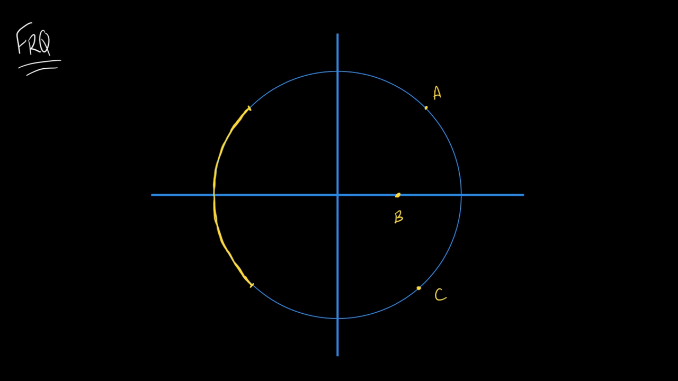So the highest electric potential will be at B. So that's the highest electric potential. A and C will be the same, but will be less. So it's just proximity. Because B is closer to the arc than A and C, that's why.